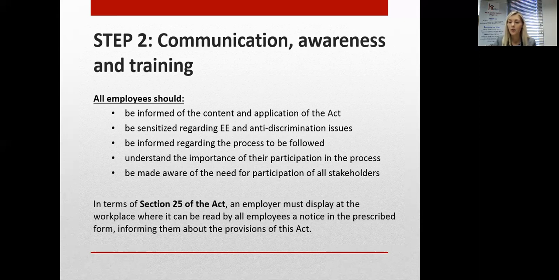In terms of Section 25 of the Act, an employer must display at the workplace, where it can be read by all employees, a notice in the prescribed form informing them about the Act. You can do this on your notice boards, or alternatively, you can have a legislative poster in the workshop or in the canteen, wherever it's accessible.